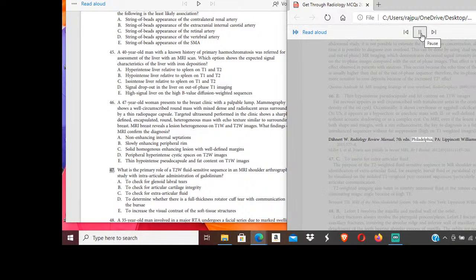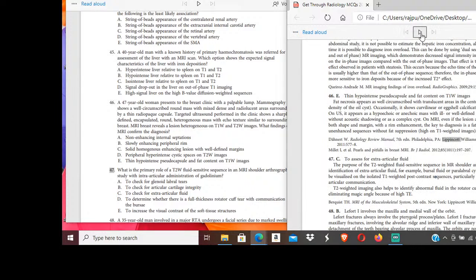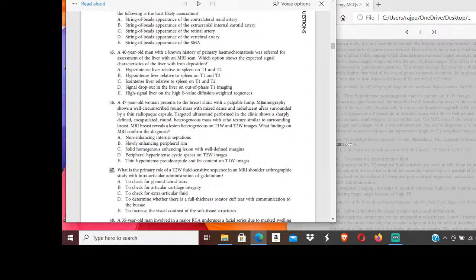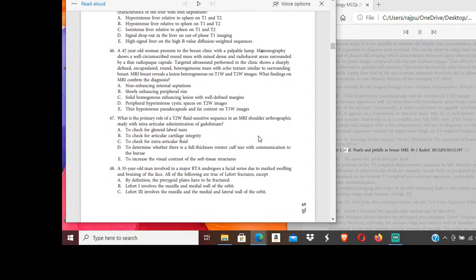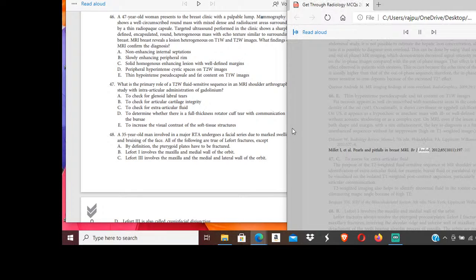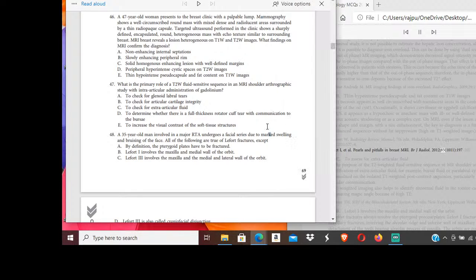Philadelphia, PA, Lippincott Williams and Wilkins, 2011:577-8. Millet I, et al. Pearls and Pitfalls in Breast MRI. BJR Radiol. 2012, 85, 1011-197-207.